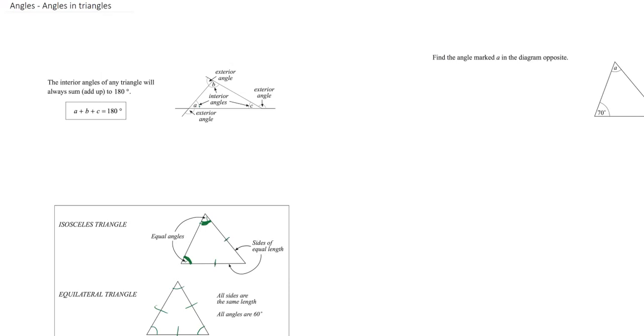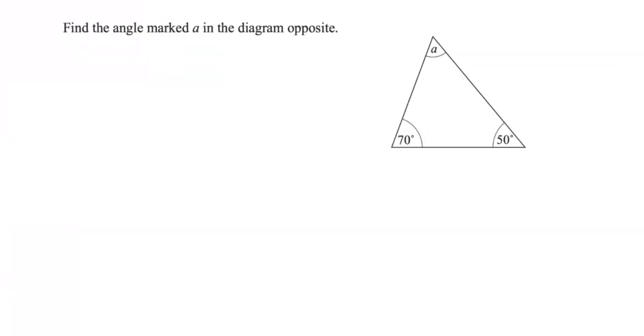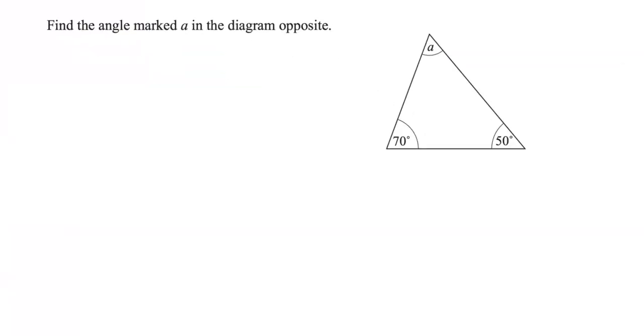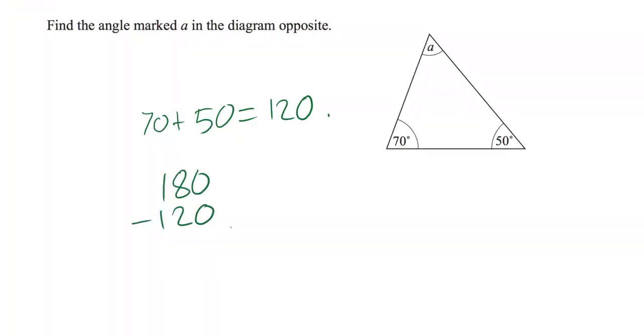So let's see some examples and see how we can use this. First of all, nice and simple, we've got to work out the angle A. We know all three of the angles inside that triangle add up to 180. Well, 70 plus 50 is 120. So all we've got to do is think about how much is left over to give us angle A. So I do 180, take away 120, and that leaves us with 60. So angle A is 60 degrees.